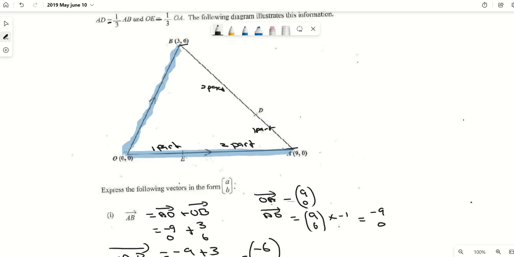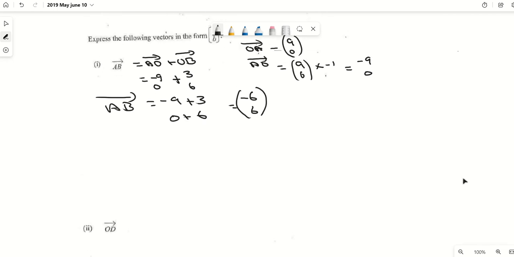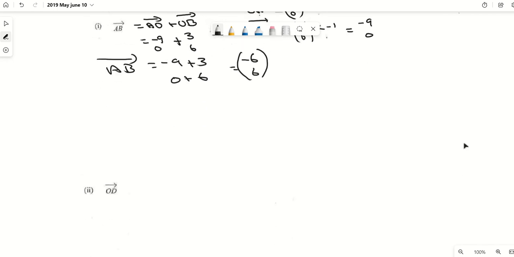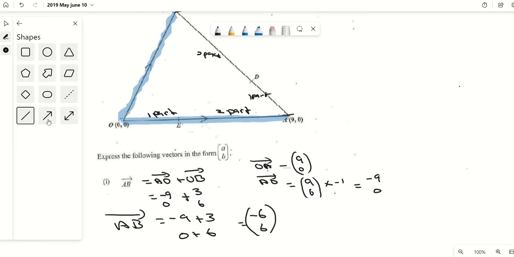The next question is, they want us to express the following vectors in the form of AD or OD. So what you're going to do is, with a pencil and a ruler, you can draw with a pencil, I don't see a problem. You're going to connect O and you're going to connect D. We're going to put this in red so we can really spot it there. So we connected O and D.